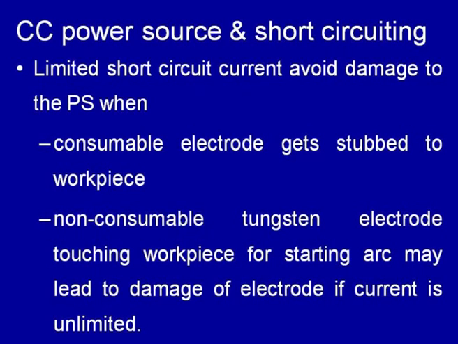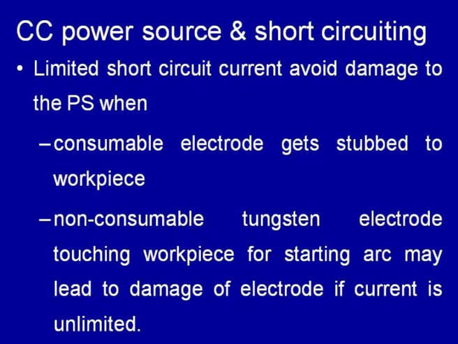Further, another important point related to the constant current type of power source is short circuiting. We know that short circuiting can take place during welding due to carelessness, or it is done intentionally while initiating the welding arc. The electrode is touched with the base metal and then taken away from the base metal, so that the arc is ignited by the touch start method.